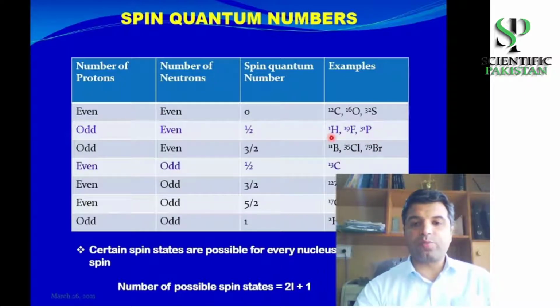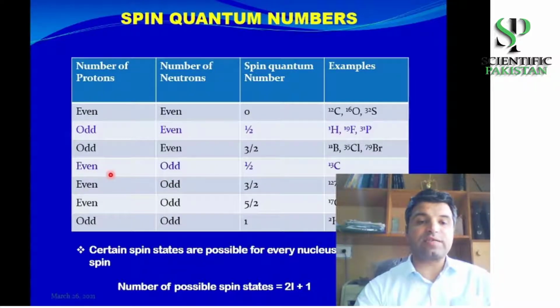So hydrogen, or protium, has an odd number of protons, that is, it has only one proton in the nucleus and there are no neutrons in the nucleus. So the neutron number is even, and the spin is equal to half. That means that protium can be studied in NMR. If the number of protons is odd and the number of neutrons is even again, but the spin is equal to 3/2, examples of such nuclei are boron 11, chlorine 35, and bromine 79.